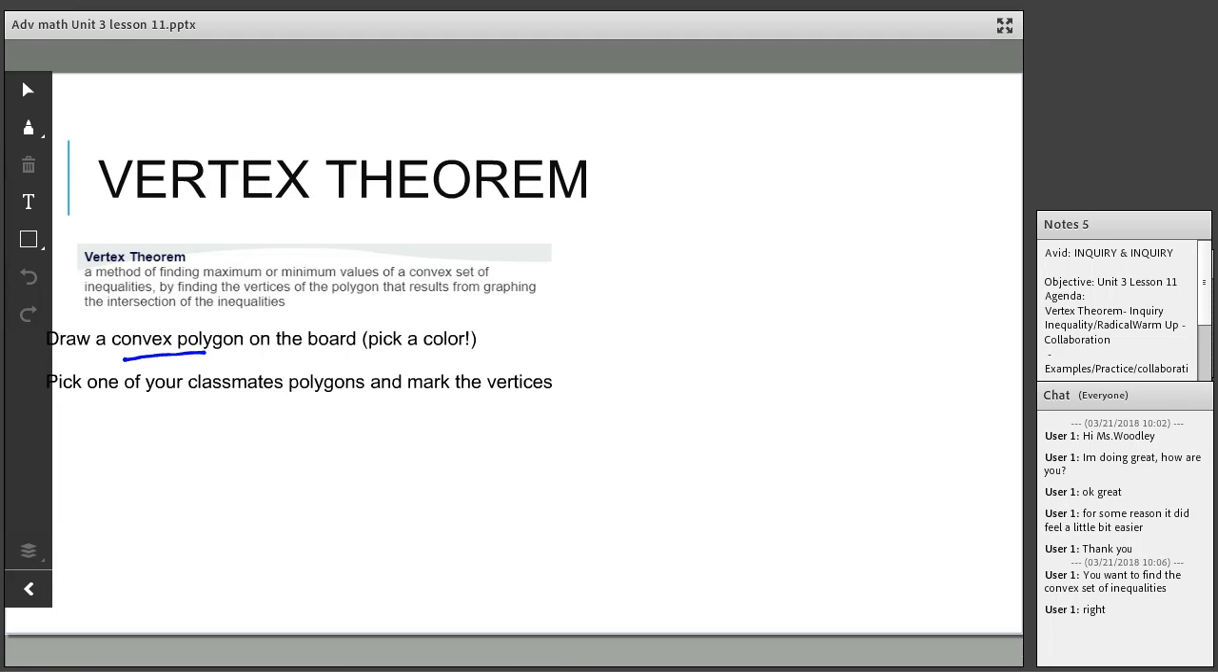Oh, Jillian's here. Hi, Jillian. Welcome. We're just starting on lesson 11. We're talking about the vertex theorem. So why don't you pick a color, you guys, and draw a convex polygon on the board. See if you remember what a convex polygon is.